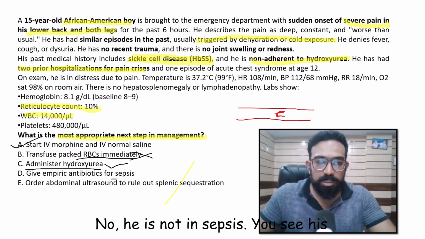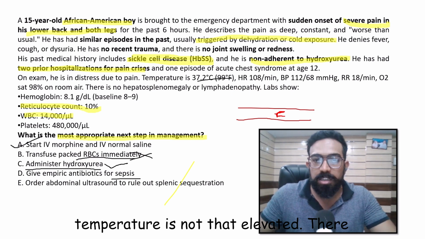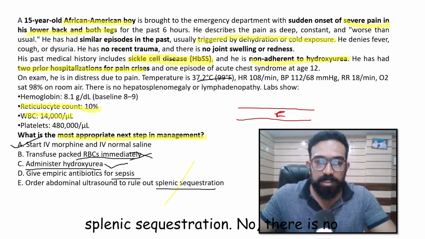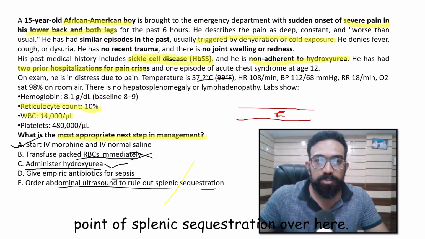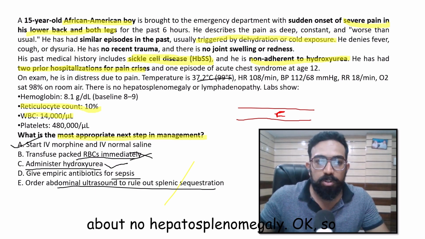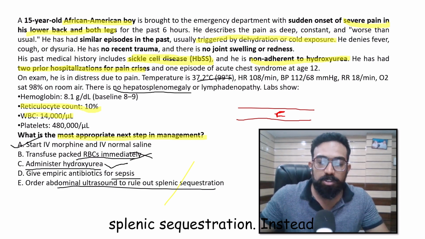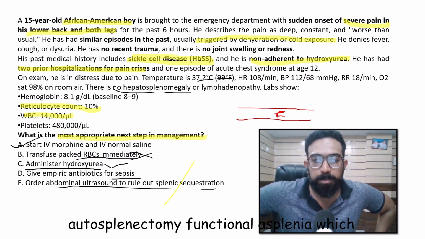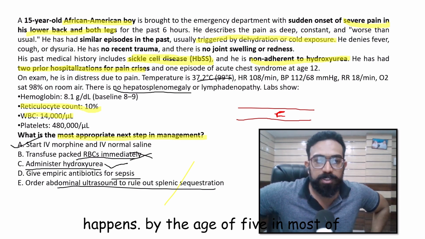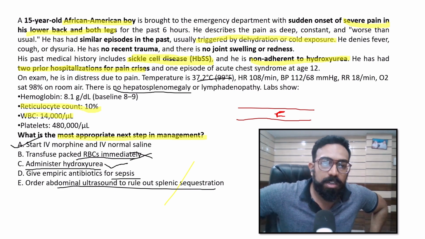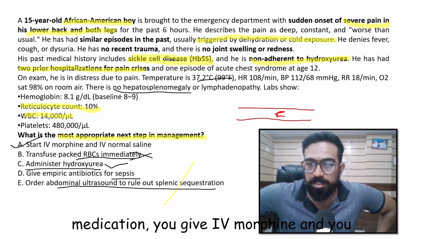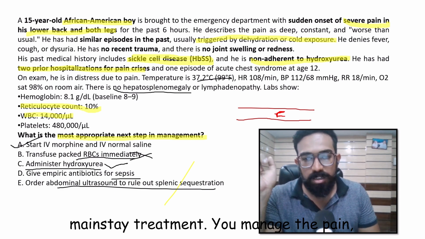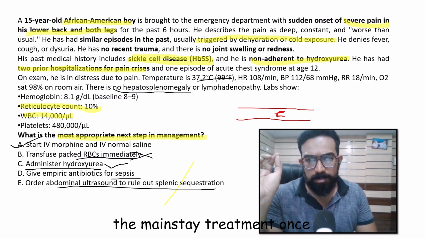Then sepsis? No, he is not in sepsis. You see his temperature is not that elevated. There is no sign of sepsis. Abdominal ultrasound to rule out splenic sequestration? No, there is no point of splenic sequestration here. In the question, he has mentioned no hepatosplenomegaly. Instead, in sickle cell patients there is autosplenectomy, functional asplenia, which happens by the age of 5 in most of these patients. So the right option is you give pain medication, IV morphine, and adequate hydration. This is the mainstay treatment. You manage the pain, you give hydration.